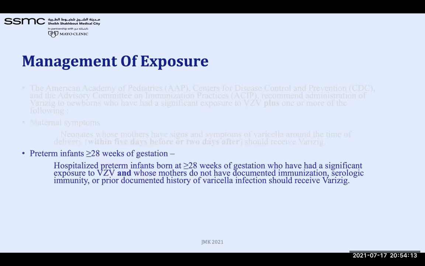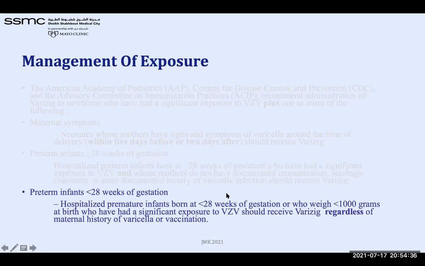Preterm infants, if more than 28 weeks of gestation: hospitalized preterm infants born at more than 28 weeks of gestation who have a significant exposure to varicella zoster and whose mother does not have documented immunization, serological immunity, or prior documented history of varicella infection should receive the VZIG. Infants less than 28 weeks, regardless of the mother's history, should receive the varicella zoster immunoglobulin.